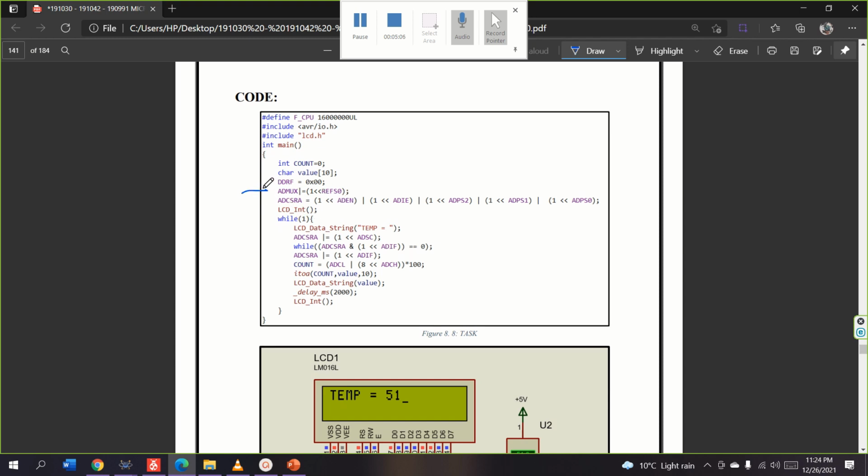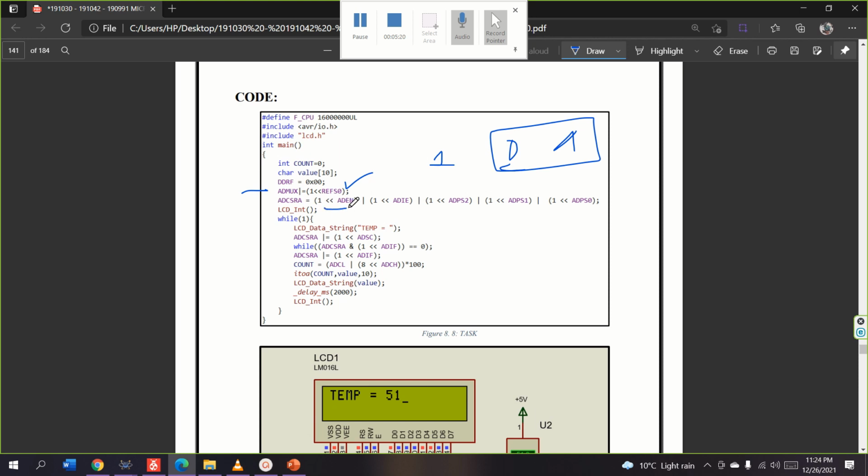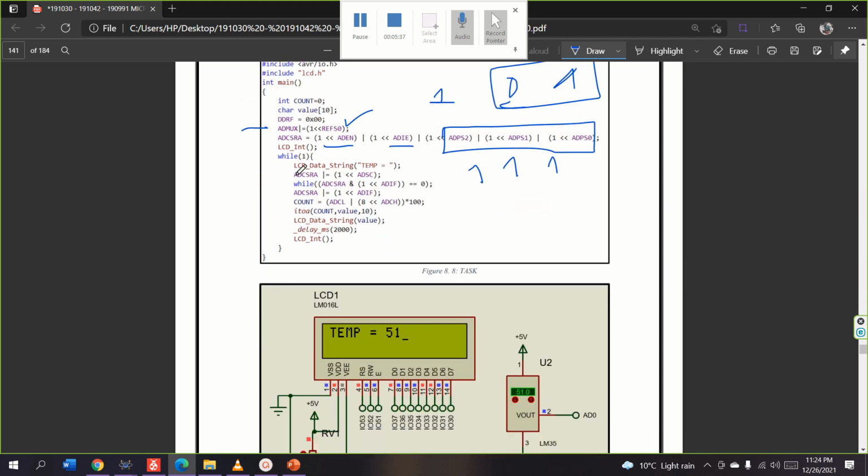In these registers we define that we are using the reference 0 1, that is the internal 5 volt voltage. Further, we are enabling the ADC, with the enable and interrupt enable bits. Then the prescaler is set to 1 1 1. Further on, this is the temperature. The while loop runs, and the temperature is calculated with this formula.